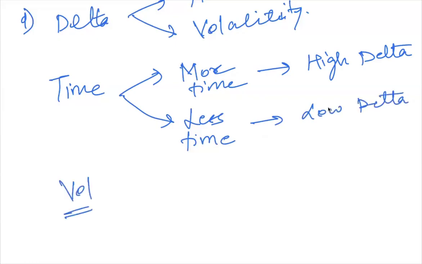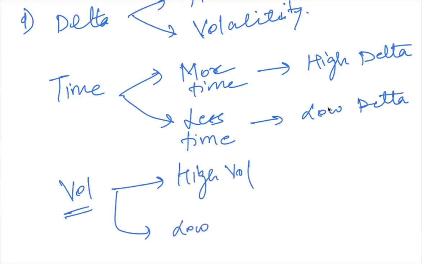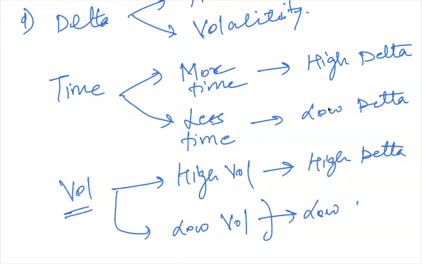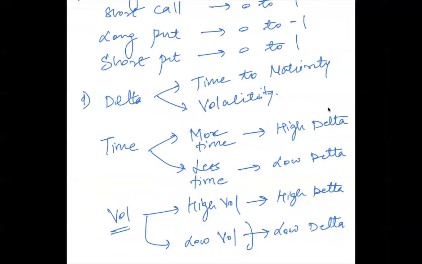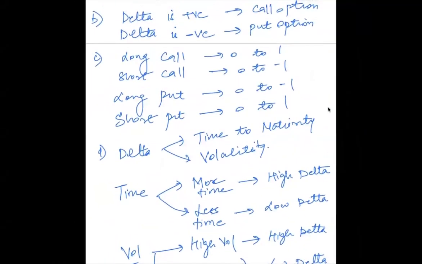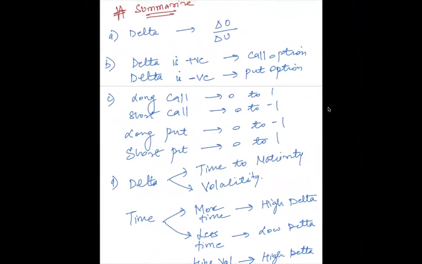Similarly, for volatility, if you have high volatility or low volatility, right? High volatility means your stock will fluctuate a lot. So there are more chances of your stock becoming in the money, and that's why you have a high delta. And for low volatility, you have low delta. Is this summary clear to everyone? Okay. So let me pause the recording here and restart another recording.